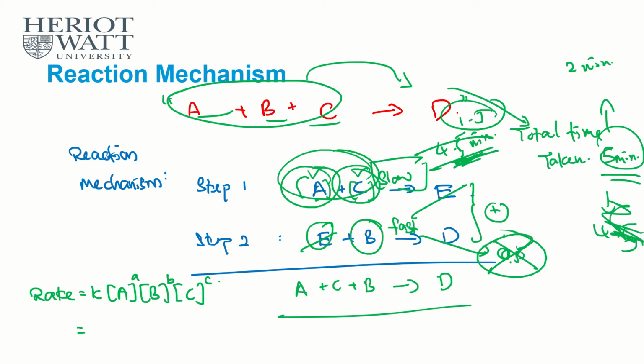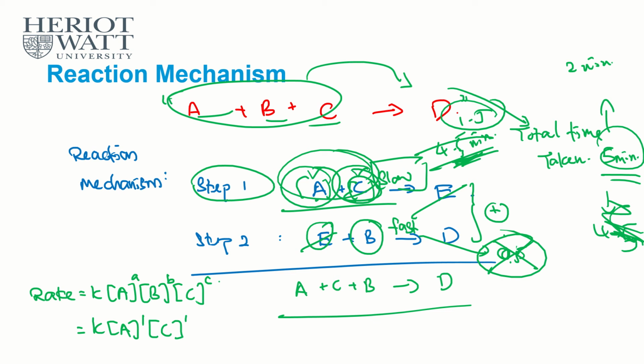And how do we know whether it's first or second? Look at the step 1 slow step here. How many A involved? 1. So concentration of A is first order. Okay, then how many C involved in the step 1? 1 as well. So C is also first order. If you have 2A and 2C, of course, both will be second order.